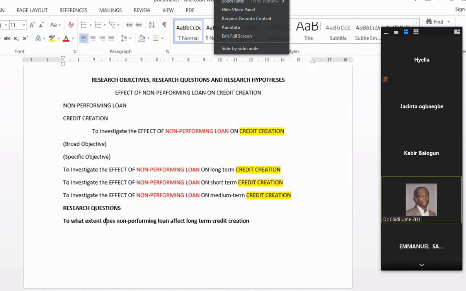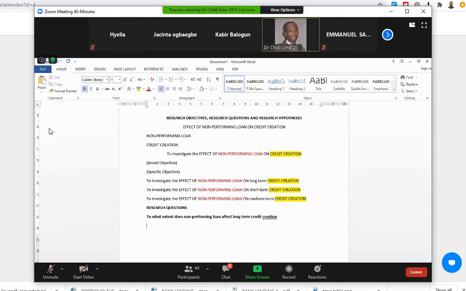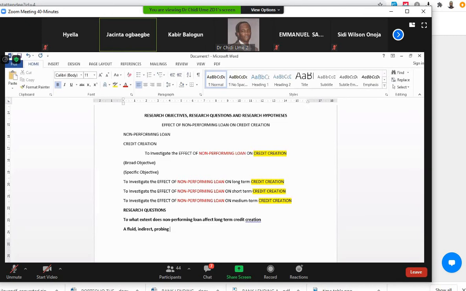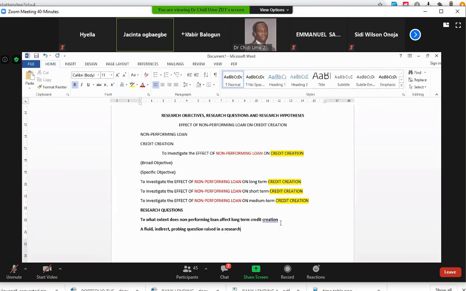So a research question, following what I've just demonstrated, is a fluid, indirect, probing question raised in a research that does not elicit a yes or no answer. Can you take this as my operational definition?